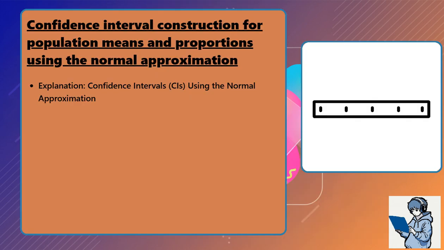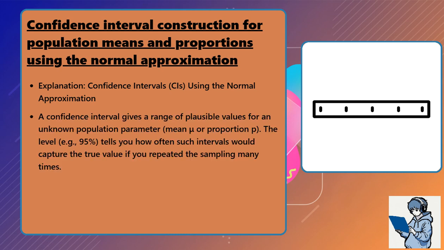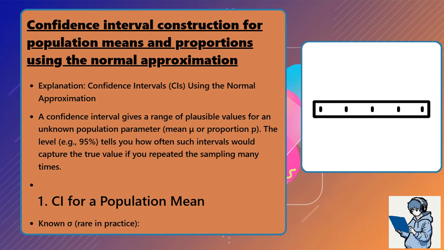Explanation: confidence intervals, CIs, using the normal approximation. A confidence interval gives a range of plausible values for an unknown population parameter, mean mu or proportion p. The level, for example 95%, tells you how often such intervals would capture the true value if you repeated the sampling many times. 1. Confidence interval for a population mean. Known sigma, rare in practice.